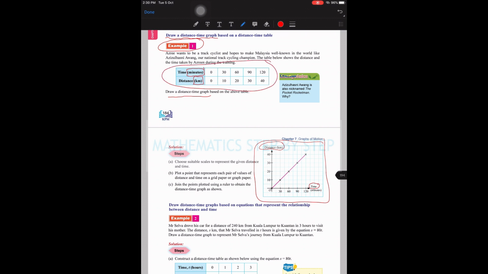So from the table given, we will get 5 coordinates, okay? The first coordinate (0, 0). Second coordinate (30, 10). Then the third coordinate (60, 20). The fourth coordinate (90, 30). And the last coordinate (120, 40), okay? So we can see these are the 5 coordinates being plotted here. Then we just connect them with a ruler, okay? So we'll draw a straight line to connect all the 5 points. So we have drawn a distance-time graph based on the table given, okay? And the gradient of this straight line will be the speed.